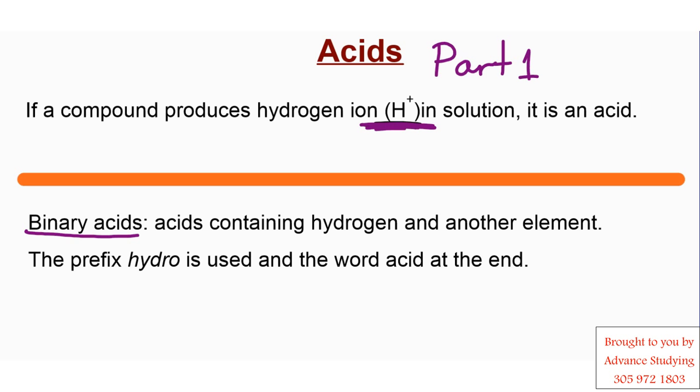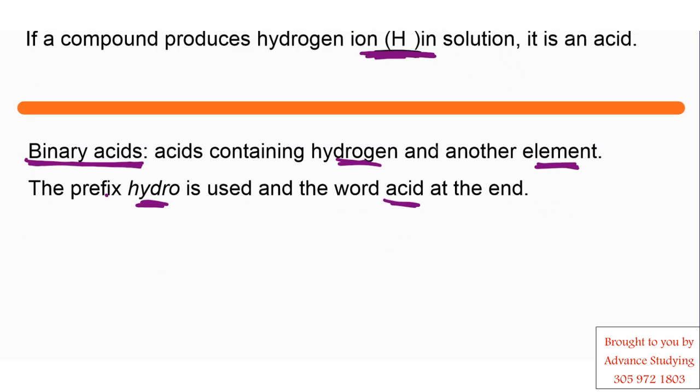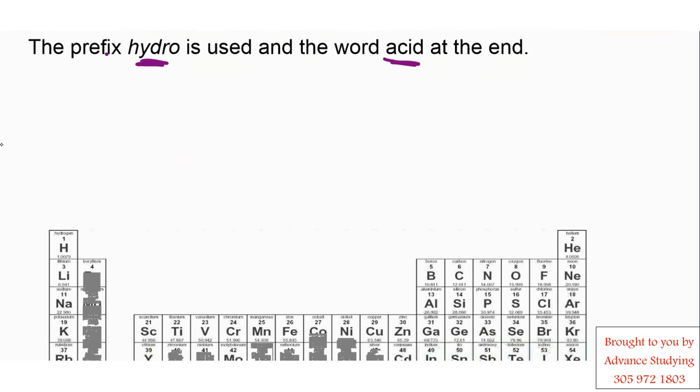And binary acids are substances that contain hydrogen and another element. The prefix hydro is used to name the substance, and the word acid is used at the end. The binary acids contain no oxygen in them. I repeat that. The binary acids contain no oxygen in them. Let's do some examples.